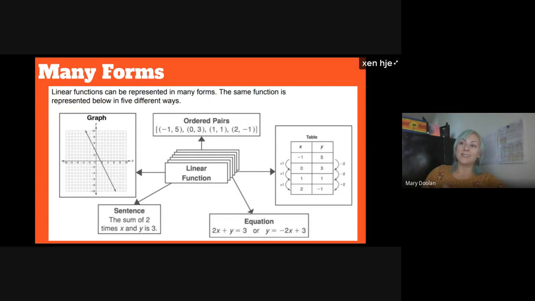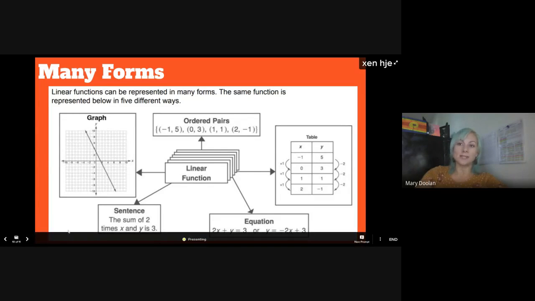If you look at the equations at the bottom that represent this set of ordered pairs that represent the line in the graph, it's actually the equation y equals -2x plus 3, or in standard form, 2x plus y equals 3. If you want to say it as a sentence, it's the sum of 2 times x and y is 3. All right, so there's different ways to represent the same exact thing.